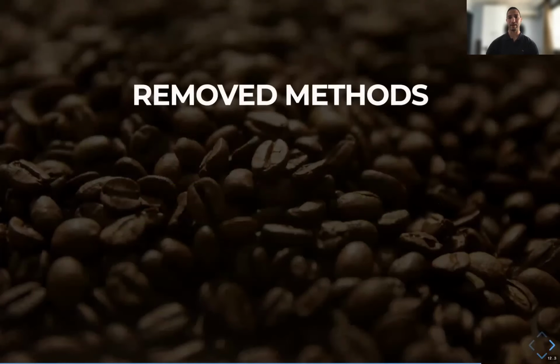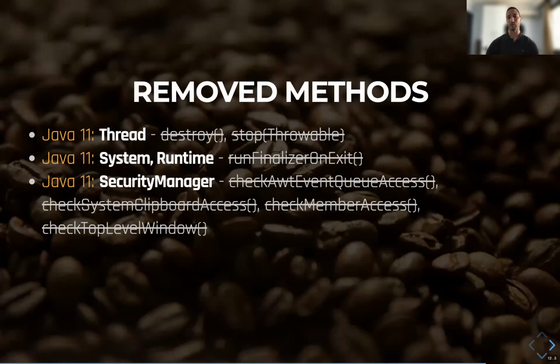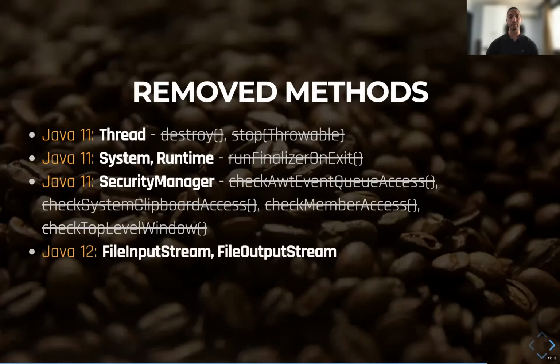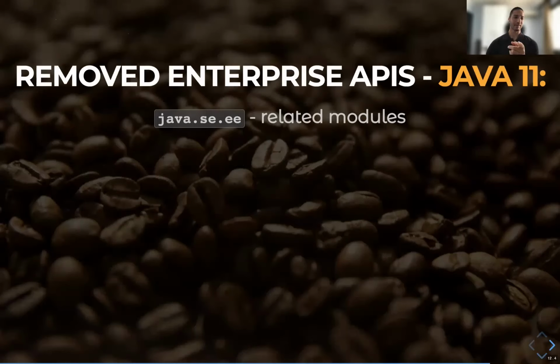Lastly, we have removed a bunch of methods from the Thread class because they were deprecated and no longer applicable. So we have removed them, not just deprecated. In FileInputStream and FileOutputStream, we have removed finalize and stop because they are error prone. People continued using them, so we started to remove them. And this class is removed altogether, in favor, in Java 17, of removing the Security Manager altogether.